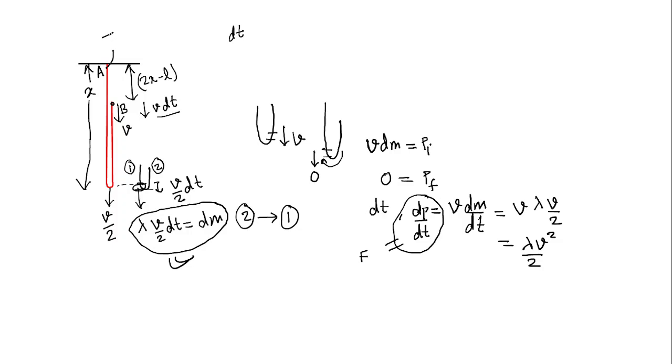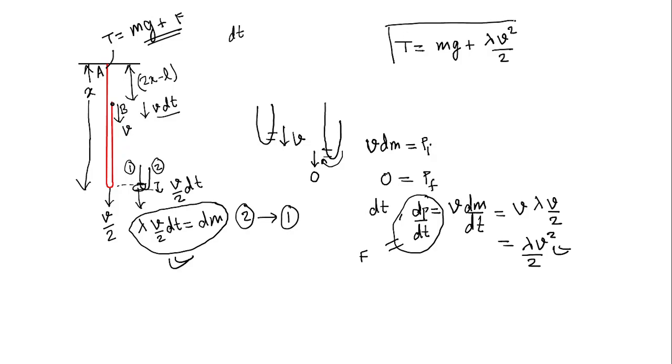At A, we discussed what the tension is: the hanging part's weight mg plus this dp by dt, or force F. We have already discussed this in the previous slide. So tension is mg plus F. F is lambda V square by 2, so tension is mg plus lambda V square by 2. Now you simply need to put in the value when the whole string is open in this expression and you get the answer.